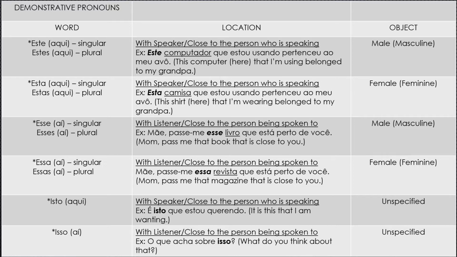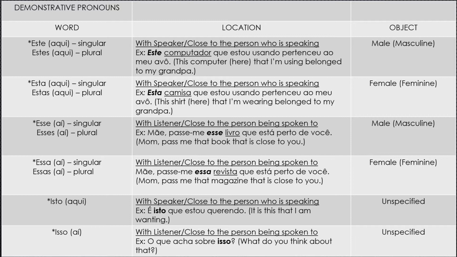Now, if you're talking about things that are with the person you're talking to or close to that person that you're talking to, then it's kind of like "that." If it's a masculine word and it's singular, it's esse, and if it's plural, it's esses. And you can see there on the far left column, by esse and esses, I have in parentheses "ai," which means there. That there, with you.